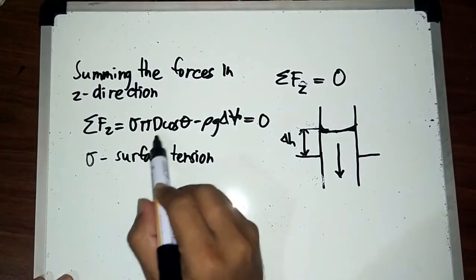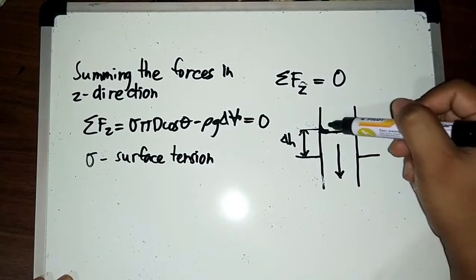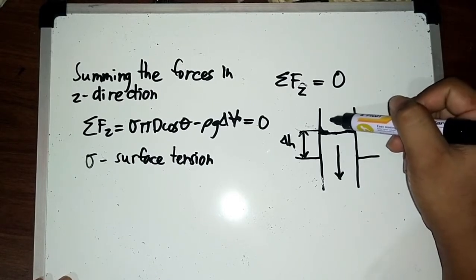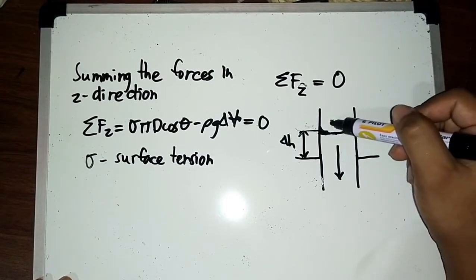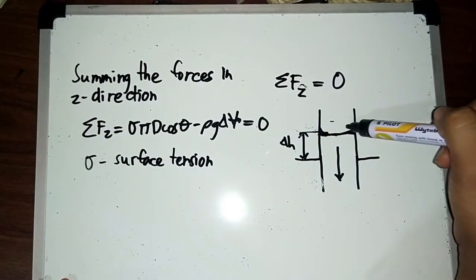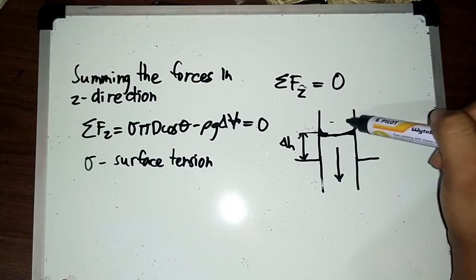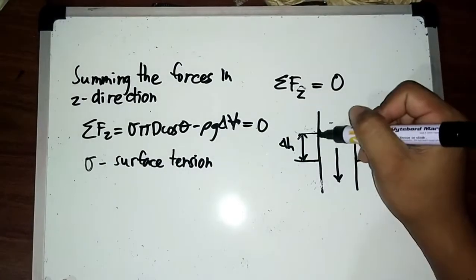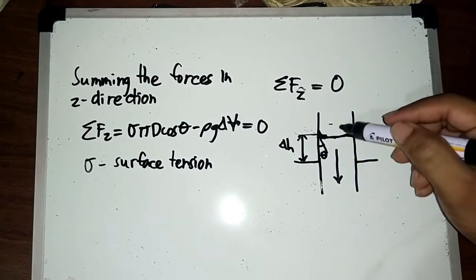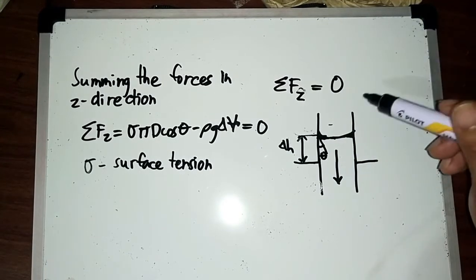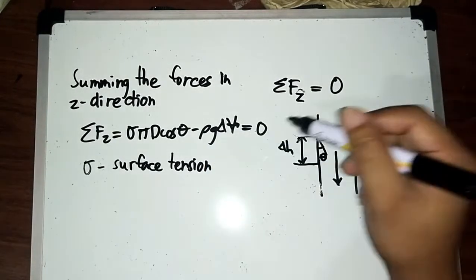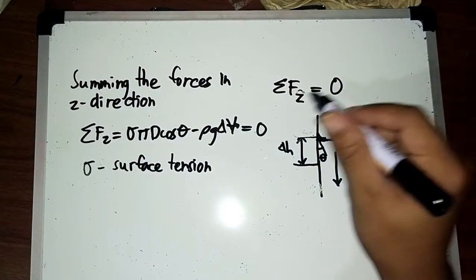This pi d here is the perimeter, or the circumference inside the tube. So d is the diameter inside the tube. Then theta is the angle inside the tube, the angle due to the surface tension.